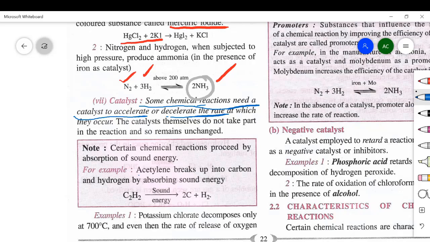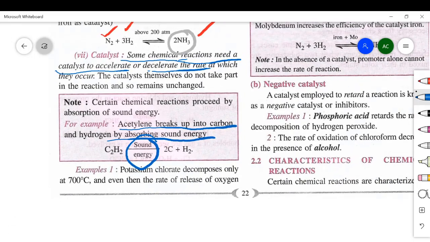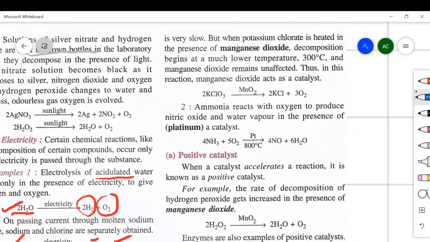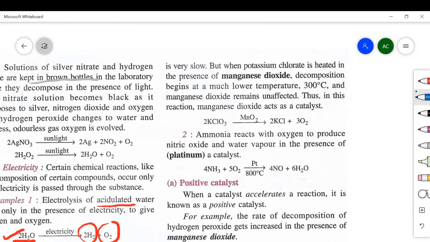For example, acetylene breaks up into carbon and hydrogen by absorbing sound energy. Now this reaction is happening by the absorption of sound energy. Okay, so potassium chlorate decomposes only at 700 degree Celsius to release oxygen. The reaction is very slow, but when we add the catalyst, that is MnO2, then the temperature of 700 was brought down to 300 degree Celsius.